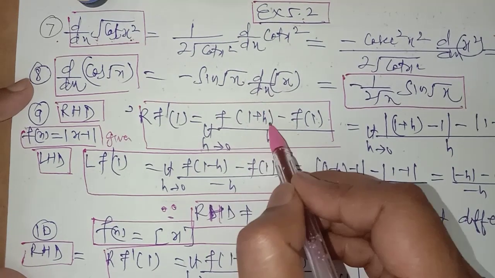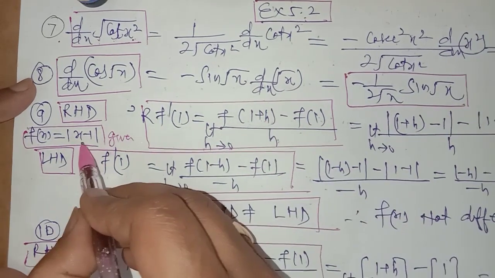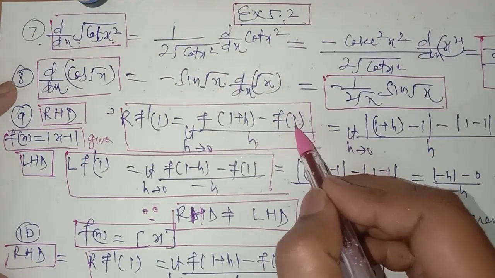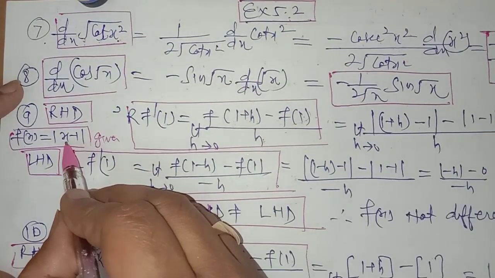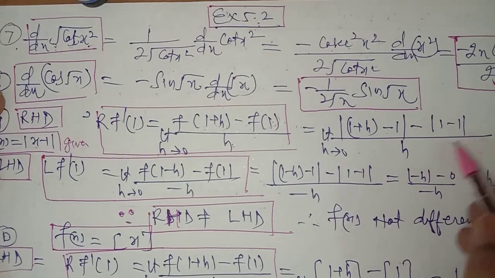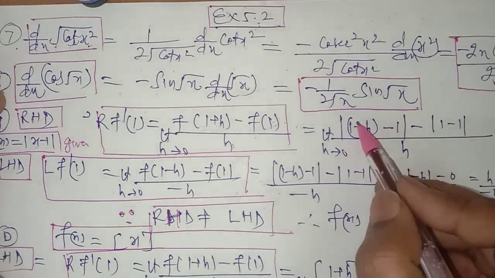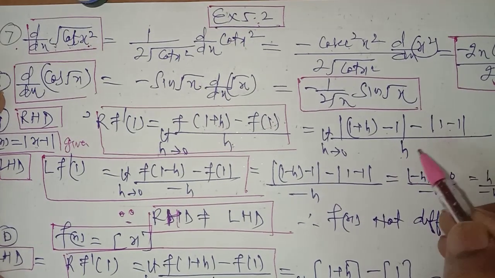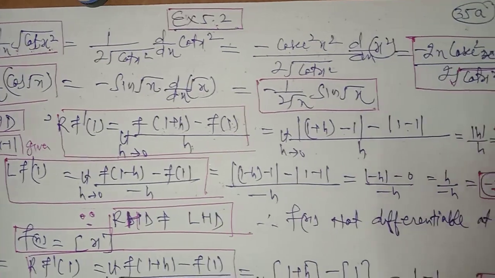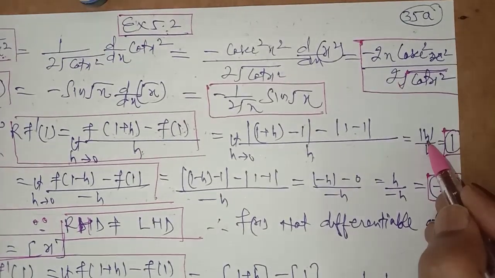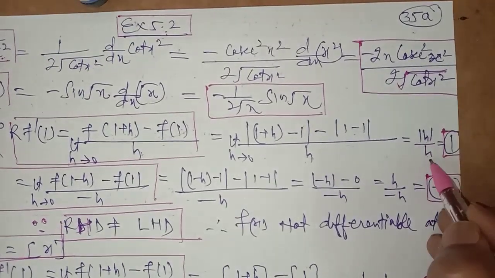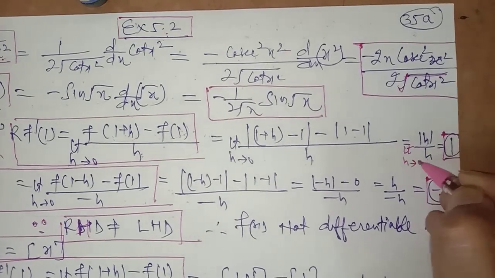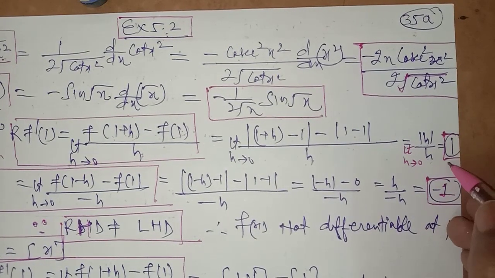Now f(1 plus h): replace x by 1 plus h, so it is mod 1 plus h minus 1. For f(1), replace x by 1, so it is mod 1 minus 1. So it is equal to mod of 1 plus h minus 1, minus mod of 1 minus 1, upon h. Now solve it very carefully. Once 1 cancels out, it is mod h upon h, and mod h upon h is equal to 1. Mod h is equal to h, and h upon h is 1. You don't have to take the limit; without taking the limit, it comes out to be 1.